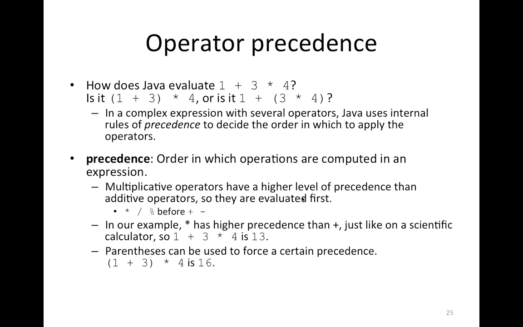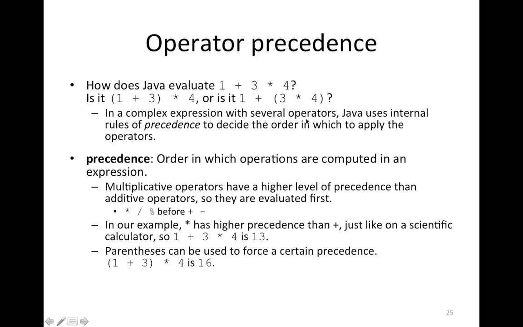Operator precedence. How does Java evaluate 1 plus 3 times 4? Previously we saw this, right? It's going to return 13. How? Let's see. Is it 1 plus 3, then times 4, or 1 plus the result of 3 times 4? It's like 1 plus the result of 3 times 4.